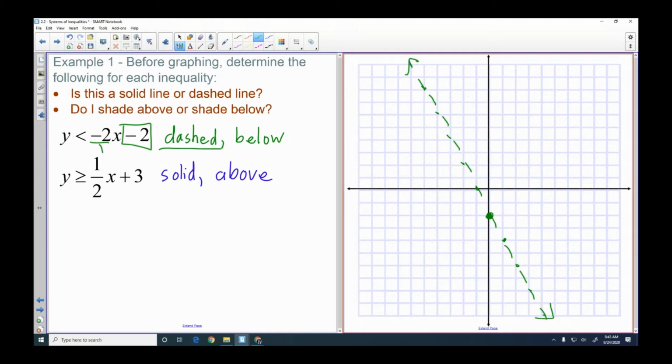And now we have the shading to do. This is a less than symbol, which means we will be shading below this line. So for above and below, everybody, if you look at this line, oftentimes students get confused with, well, do I shade to the right or to the left? Instead, you should be thinking up and down. So this is always vertical. It's always up and down, above and below, greater than, less than. This is less than, that's below.